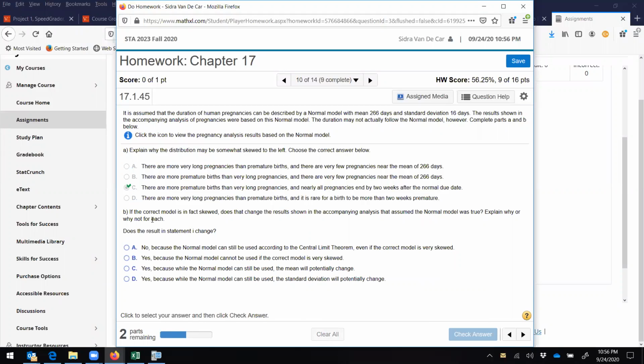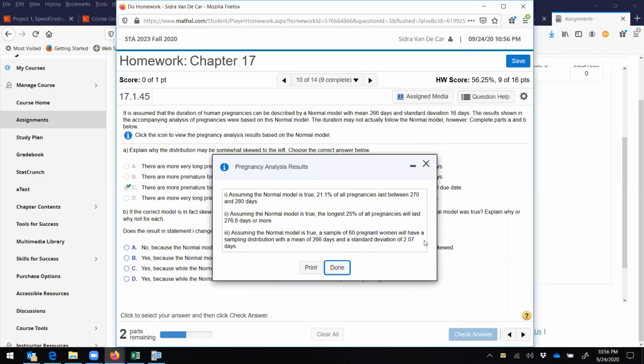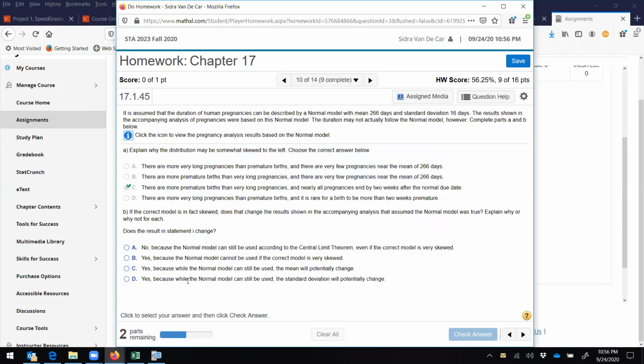I apologize. All right. If the correct model is in fact skewed, does it change the results shown in the accompanying analysis that assumed that the normal model was true? No, because the normal model can still be used according to the central limit theorem, even though the correct model is very skewed, because of our sample size being larger than, right? It's 60, that's larger than 30. So we should be good there.